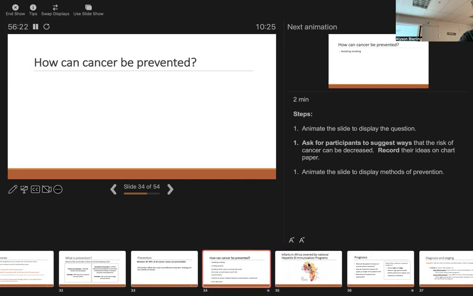So knowing what we know now about risk factors, what can we do to prevent cancer? What are some prevention strategies? What do we think?